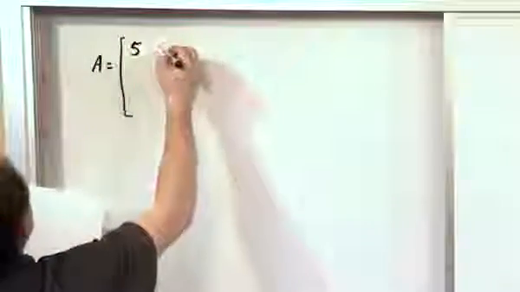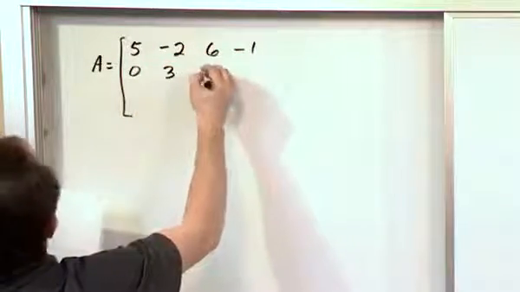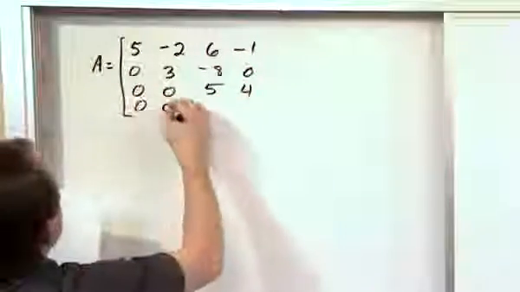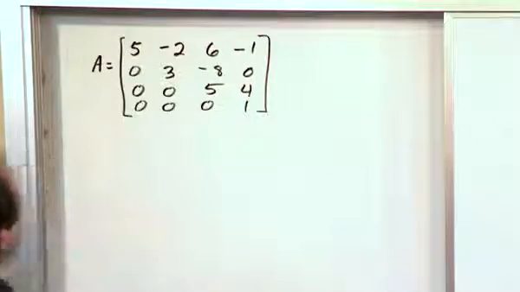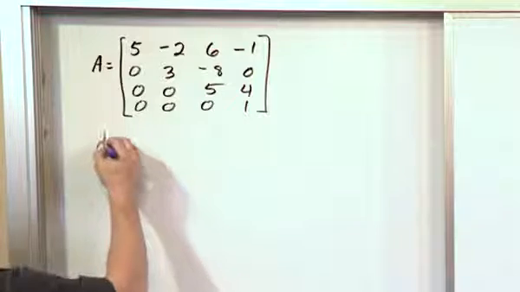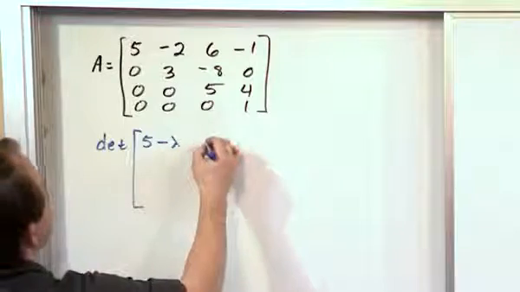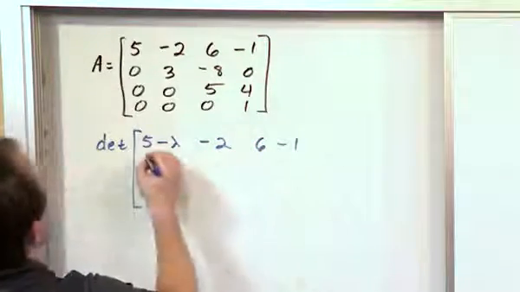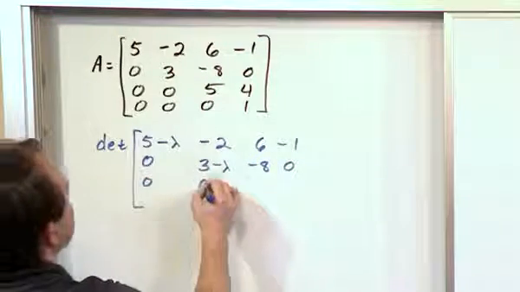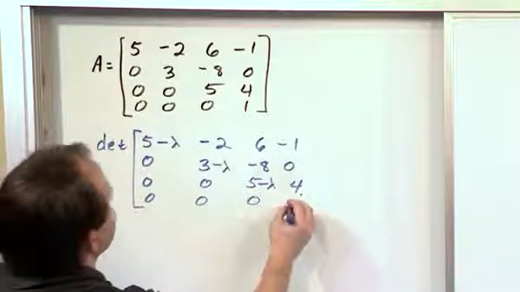What if you have a large matrix: 5, -2, 6, -1, 0, 3, -8, 0, 0, 0, 5, 4, 0, 0, 0, 1. We want to find the eigenvalues of that matrix. First thing you do, which is the thing you always do, is you find the determinant of this matrix that's modified as follows: 5 minus lambda, -2, 6, -1, 0, 3 minus lambda, -8, 0, 0, 0, 5 minus lambda, 4, 0, 0, 0, 1 minus lambda.